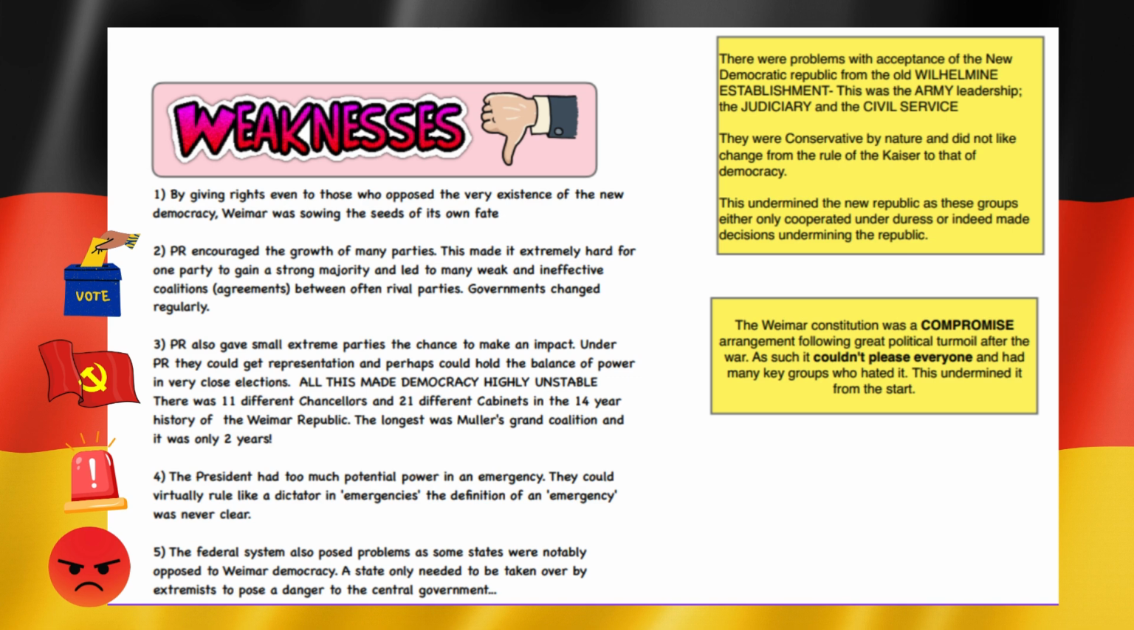PR also gave small extreme parties the chance to make an impact. Under PR, they get representation and perhaps even hold the balance of power in very close elections. And all this made democracy highly unstable. There were 11 different chancellors and 21 different cabinets in the 14-year history of the Weimar Republic. The longest lasting was Müller's Grand Coalition, and it was only 2 years.